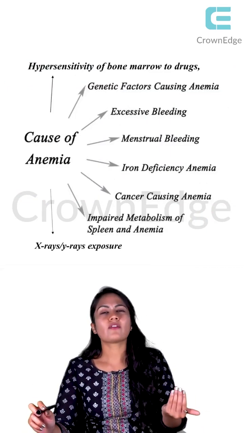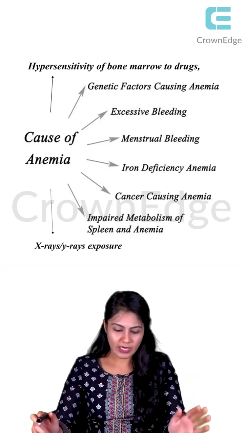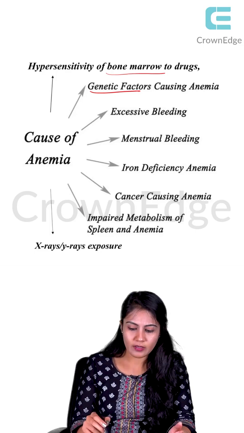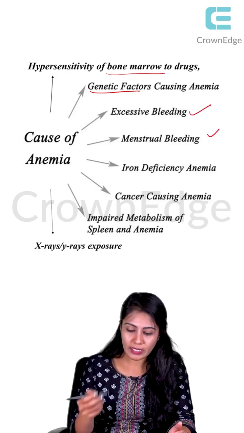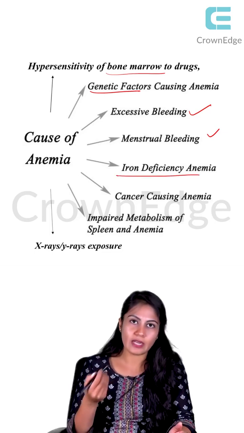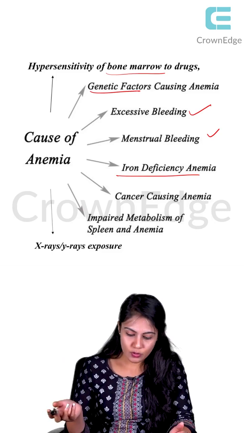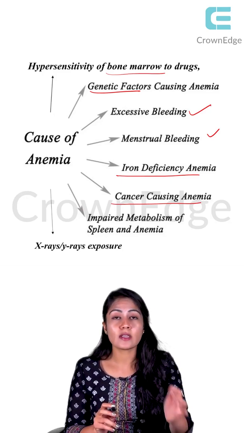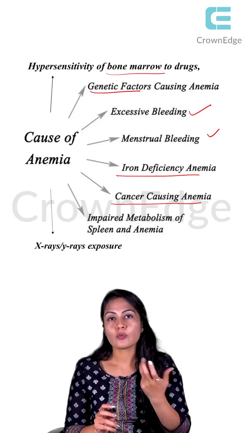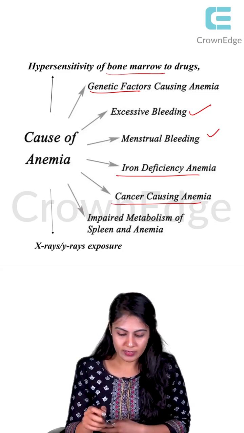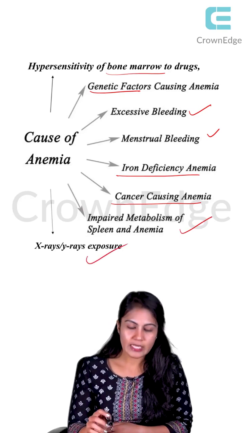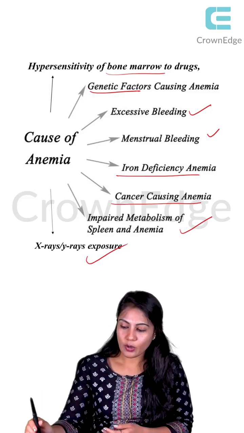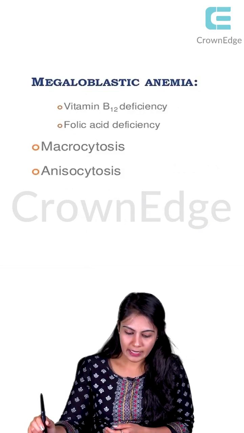Okay, so causes of anemia we discussed, it can be due to any cause, right? Either bone marrow is not working normally, any genetic factors, hemorrhagic, that means bleeding, menstrual bleeding if it increases, iron deficiency if the diet is not proper and the iron is not there, right? Cancer causing anemia, if the cancer is taking a toll on the bone marrow, so the bone marrow is not able to produce much of the RBCs, or impaired metabolism, or any exposure to free radicals or X-ray or something like that. So radiological items can cause the anemia.